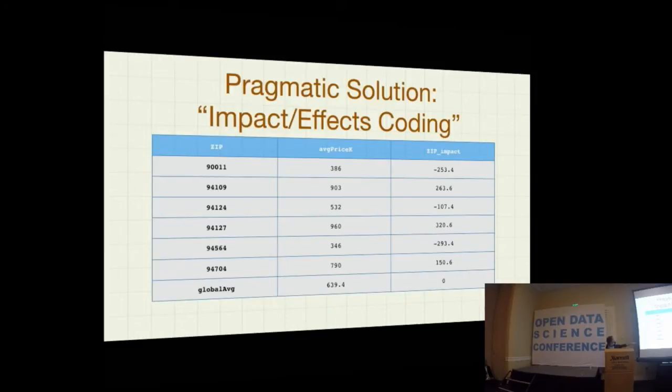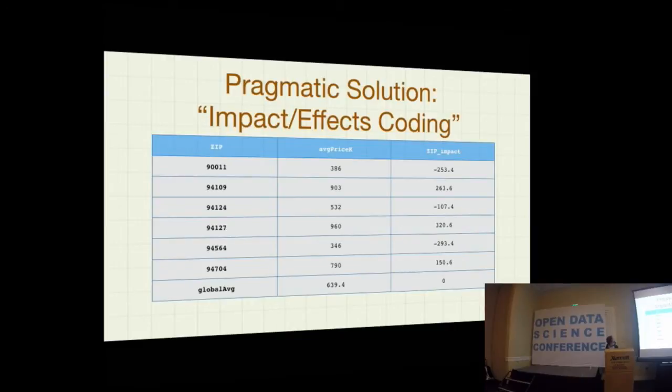So basically, if the global average price in your data set was $639,000, then given the other information that you've gotten from your training data, you can see that houses from the 90011 zip code might be, on average, $250,000 less.